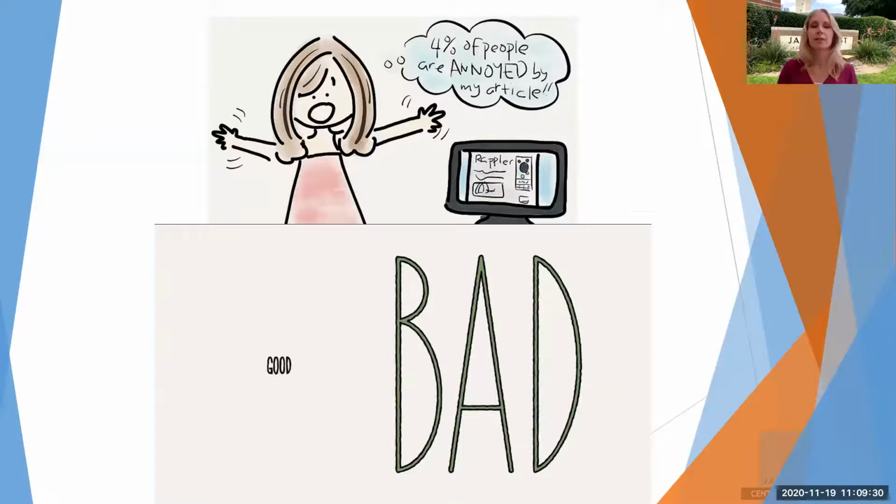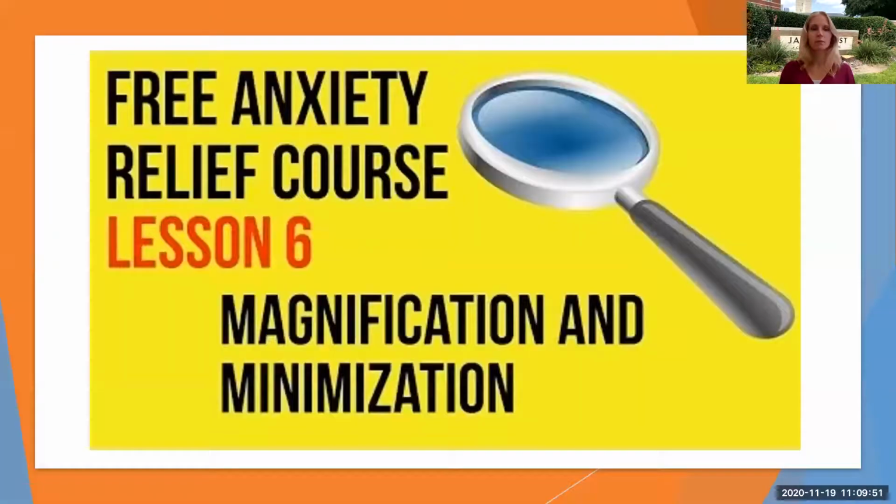The top graphic says 4% of people are annoyed by my article. So she's taking that small 4%, and that's what she's focusing on and blowing up. And her facial expression is anxiety, frustration, and self-criticism. So let's watch this quick. I think this video is just 2 minutes to help us understand a little bit more about this.